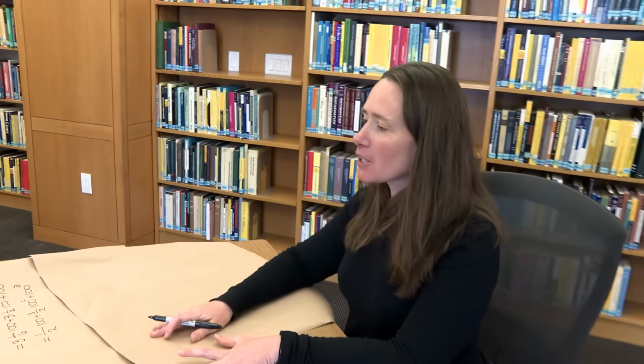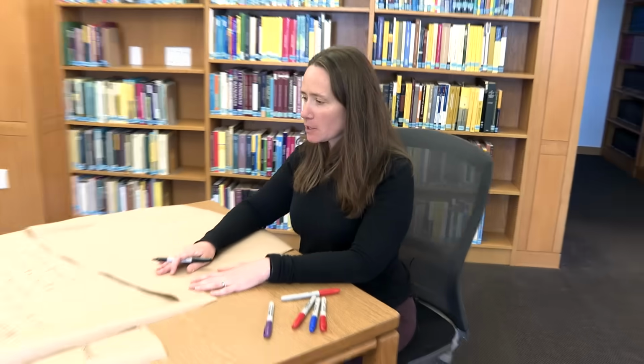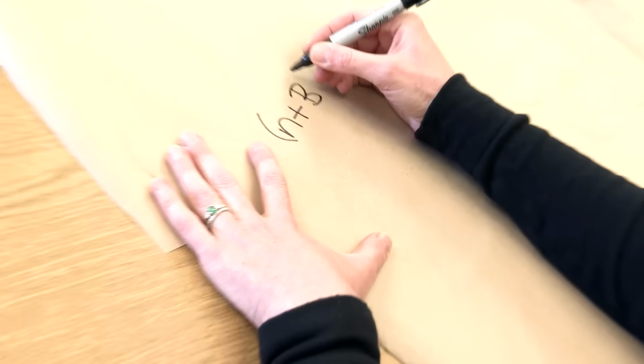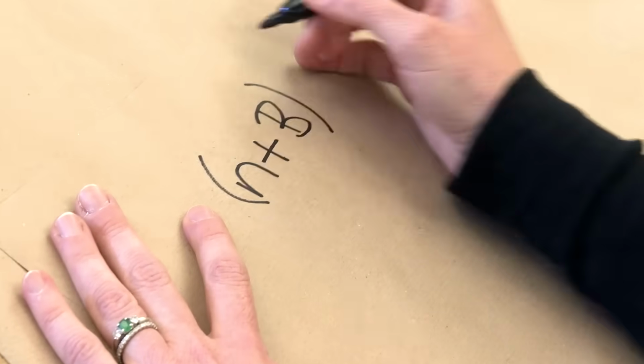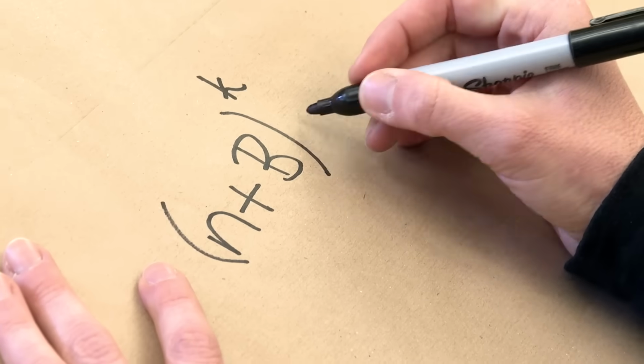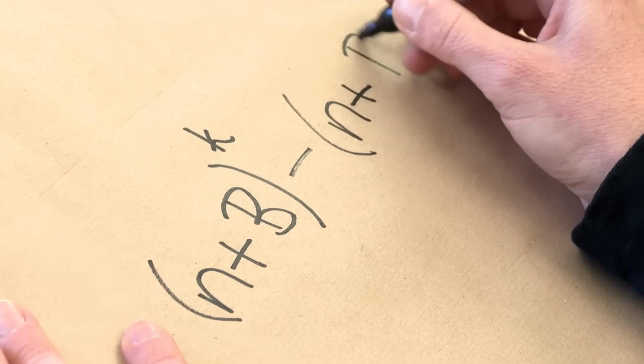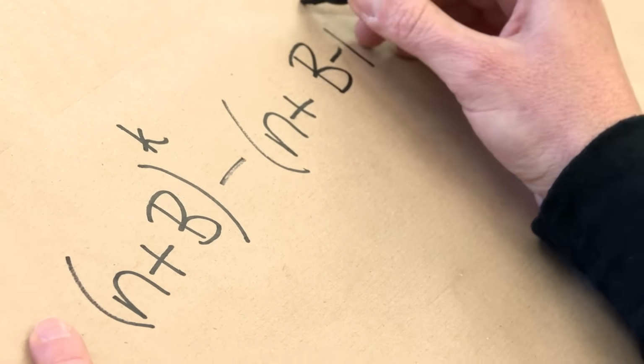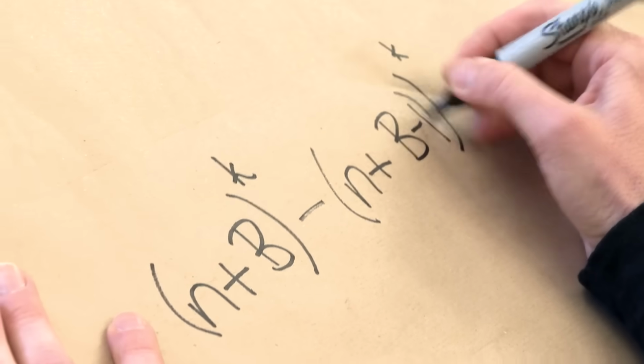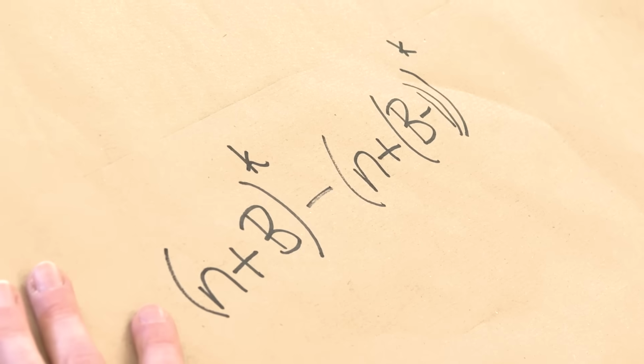So now I'm going to just tell you a little bit about where this fabulous formula comes from. So let's look first at a slightly different expression, (n plus b) to the k minus, I'm going to subtract off, (n plus b minus 1) to the k. And when I do this, well, remember we had this rule here.